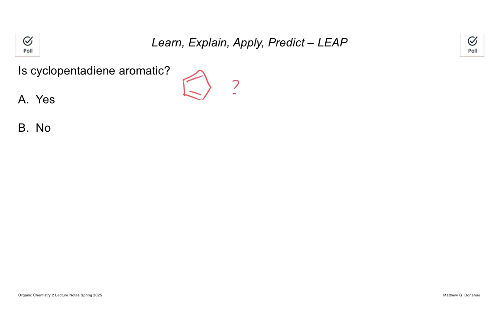So is cyclopentadiene aromatic? What's a structural clue that you can see immediately that would say it's not aromatic? So it has an sp3 hybridized carbon right there. So again, with this question of is it aromatic or not, there's a lot of things you have to consider. And if you negate something immediately, then you're safe.